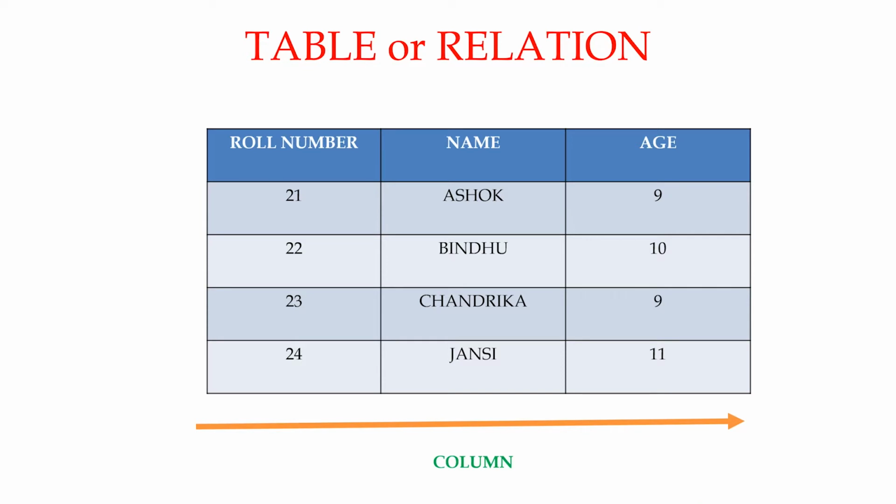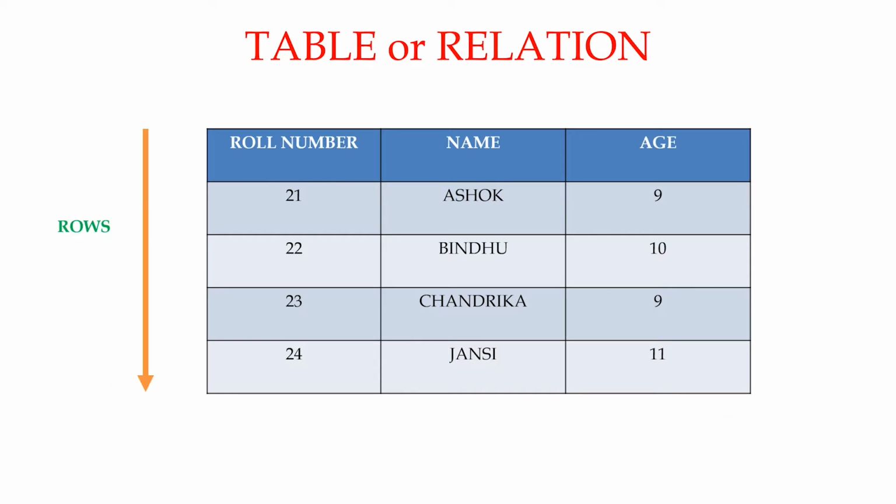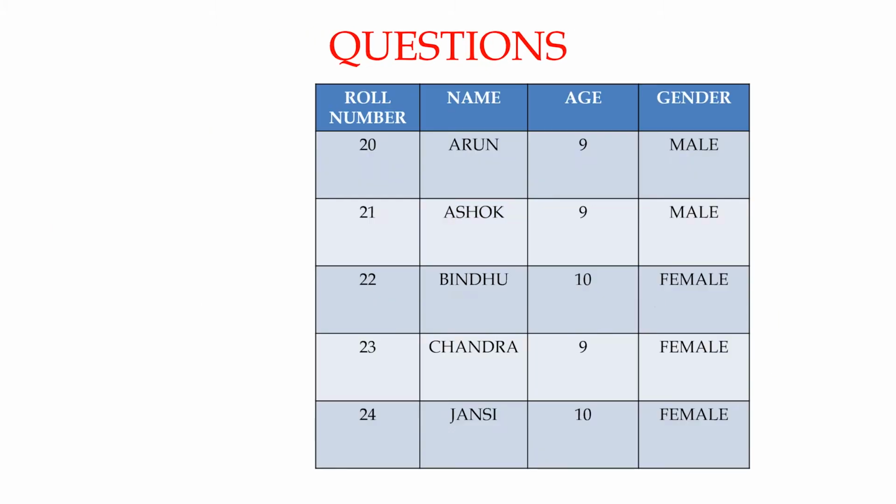In a table, the number of columns is called the degree of a table or relation. So, in this example, the degree is 3 as there are 3 columns. And in a table, the number of rows is called cardinality. In this example, the cardinality is 4.